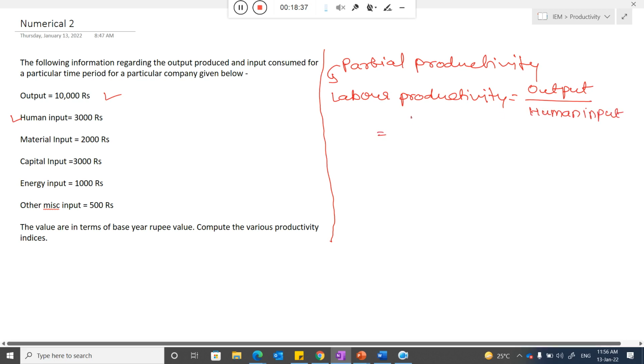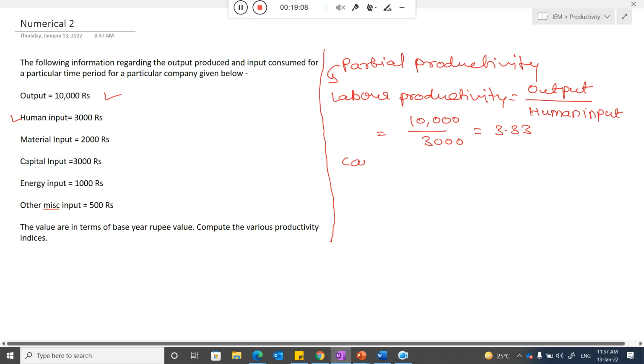So what is the output here? That is 10,000, and what is the input here? That is 3,000. So 10 by 3 is, I think, 3.33. Is there any doubt how to calculate the labor productivity, class? No, sir. Okay, the next point, you need to calculate the capital productivity. Like that you need to calculate all the indices.